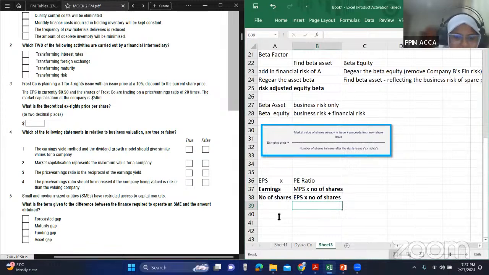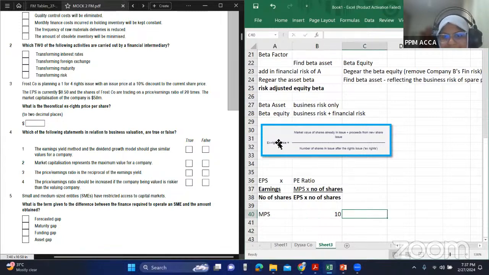So MPS will equal the EPS, which is 0.5, multiplied by the price earnings ratio of 20. So the market price per share currently is $10 per share.